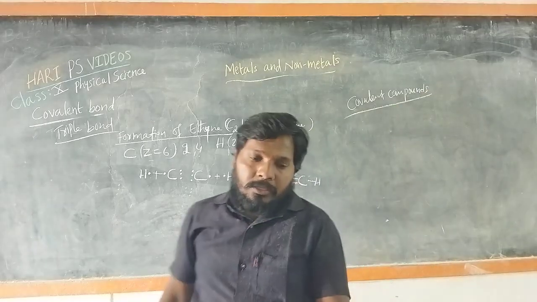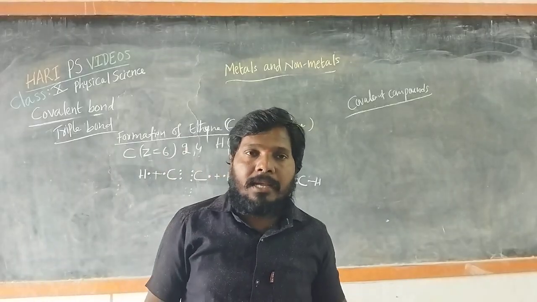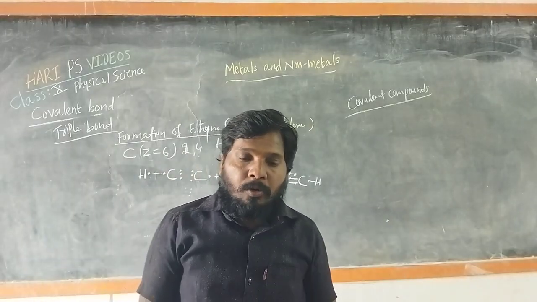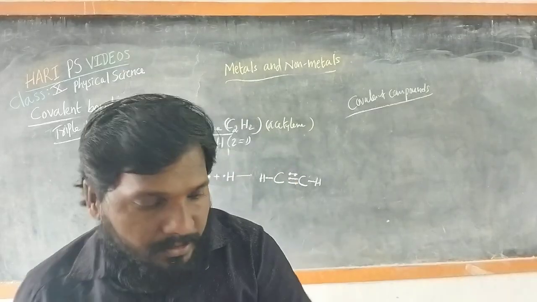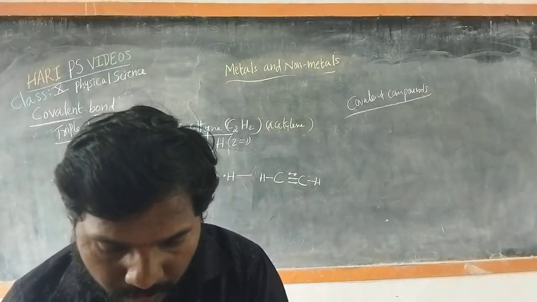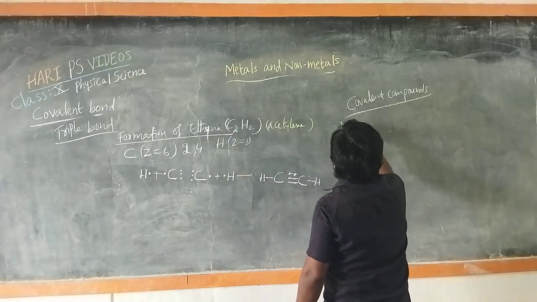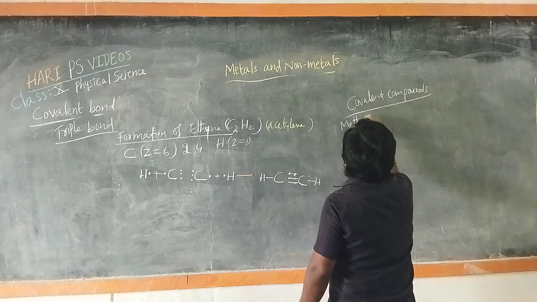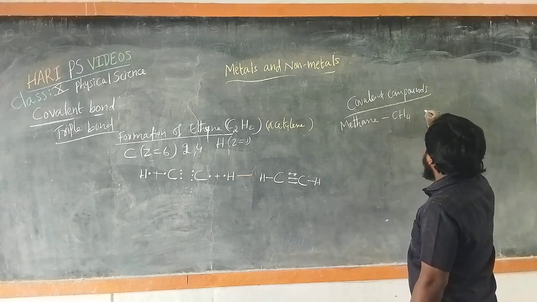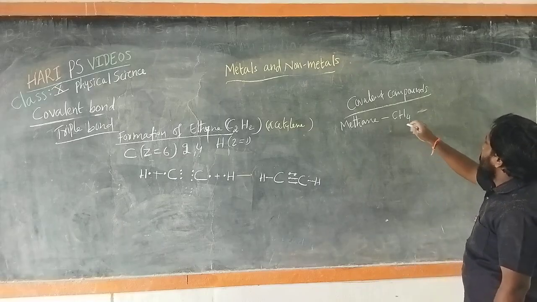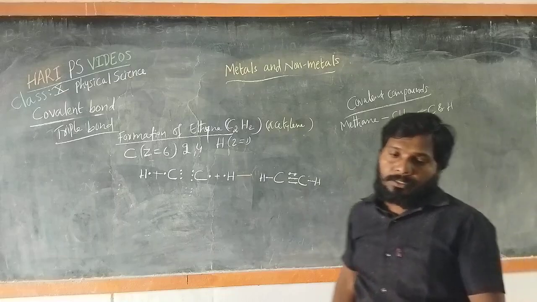The compounds containing covalent bonds are known as covalent compounds. Covalent compounds are formed by sharing of electrons between the atoms. Some other examples you can consider: methane. Methane is one example, formula CH4. The atoms are carbon and hydrogen.